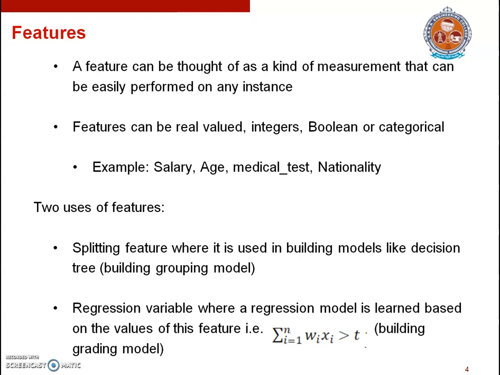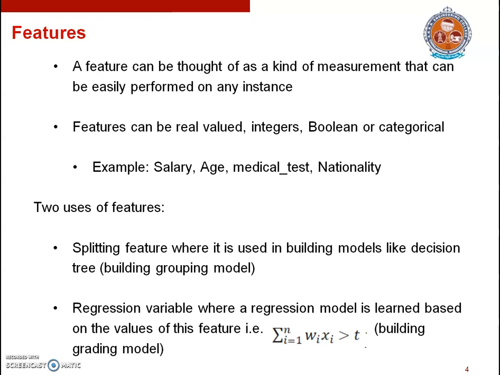A feature can be thought of as a kind of measurement that can be easily performed on any instance. Features are the workhorses of machine learning. Features can be real valued, integers, boolean or categorical. For example, a real valued feature is salary, an example for an integer feature is age, and for a boolean feature is a medical test. So the medical test can be positive or negative. An example for a categorical feature is nationality.